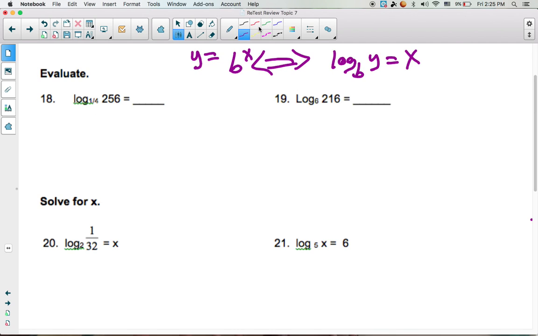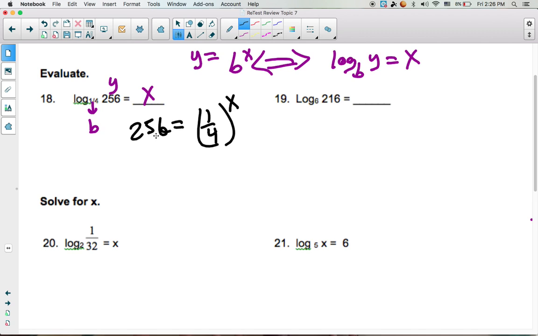So you'll want to go through and identify b, y, and x. So log base 1/4, the 1/4 is the b. This number inside here is y. And it would be equal to x, which we don't know. That's what we're trying to figure out. I'm going to take those three values and write them in this exponential form. So y goes first, that would be 256 is equal to my base, which is 1/4, raised to the x power. So 1/4 raised to some power is going to equal 256.